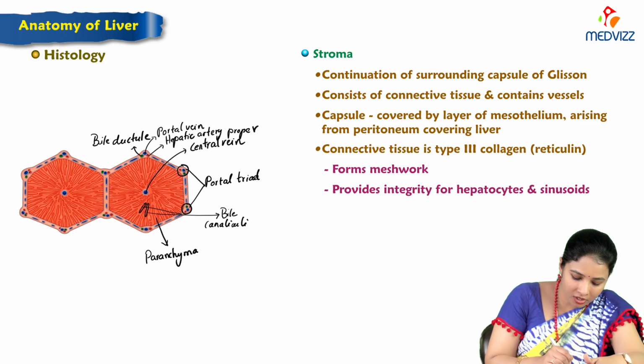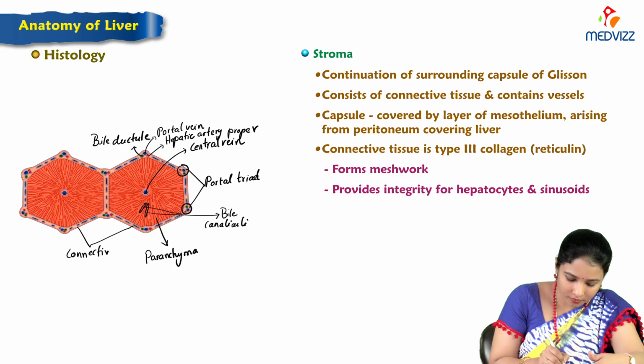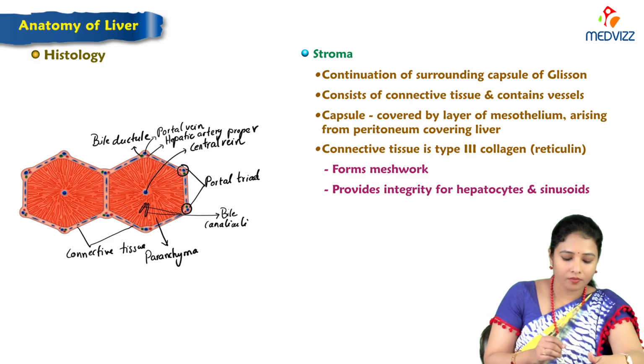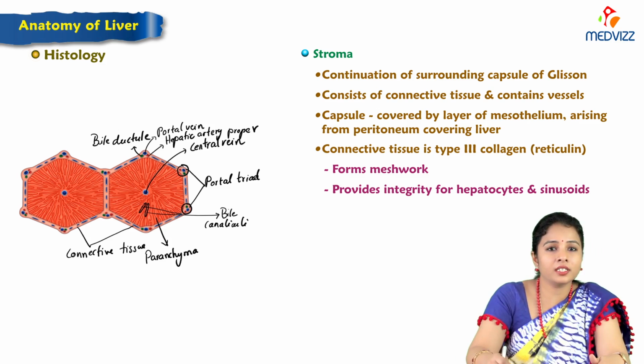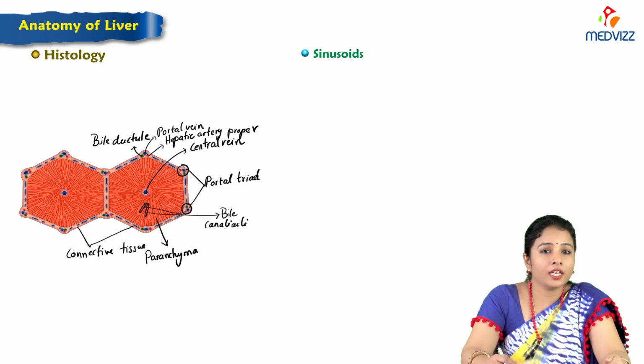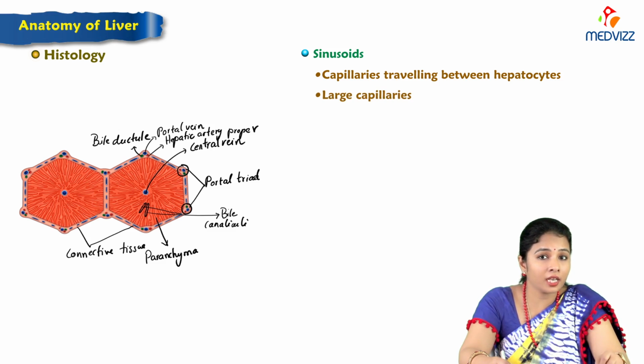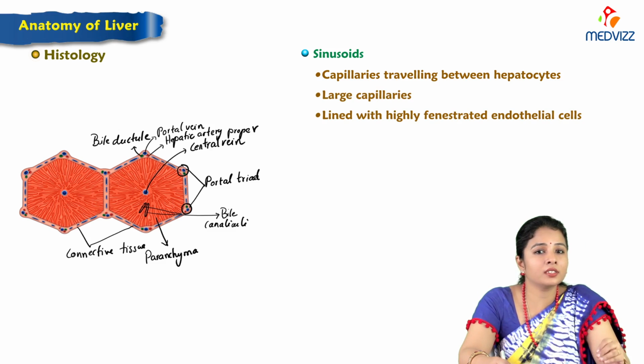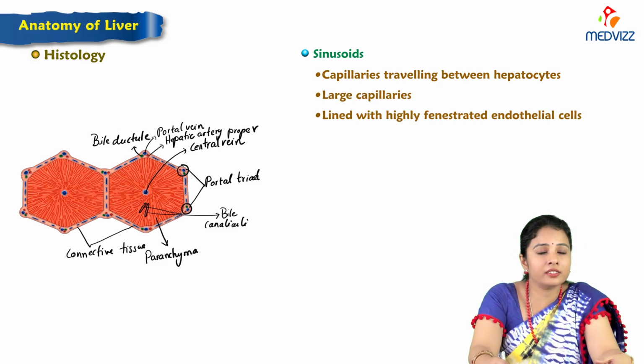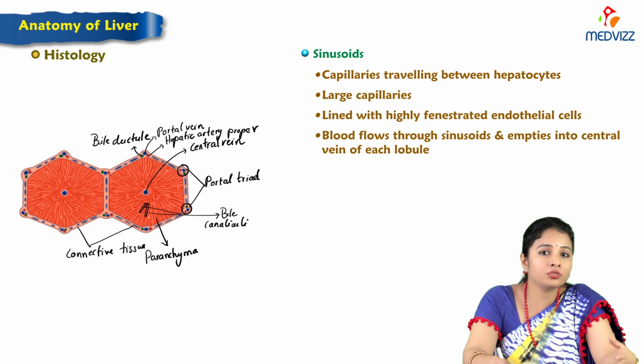So surrounding each lobule is the connective tissue, which contains several blood vessels in it. Sinusoids, which are the capillaries traveling between the hepatocytes. Sinusoids are large capillaries lined with highly fenestrated endothelial cells, and blood flows through the sinusoids and empties into the central vein of each lobule.